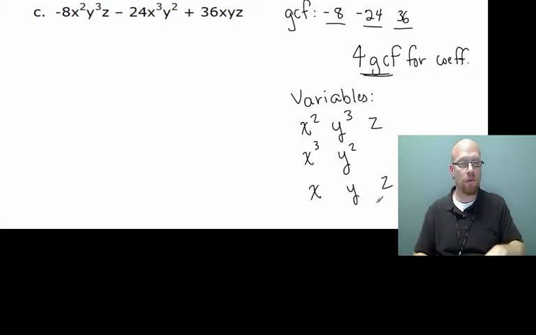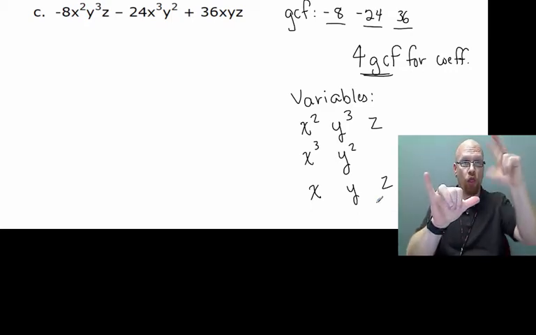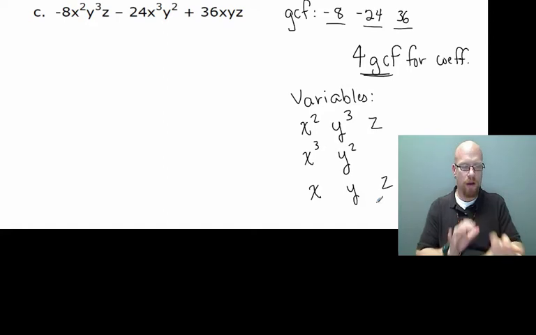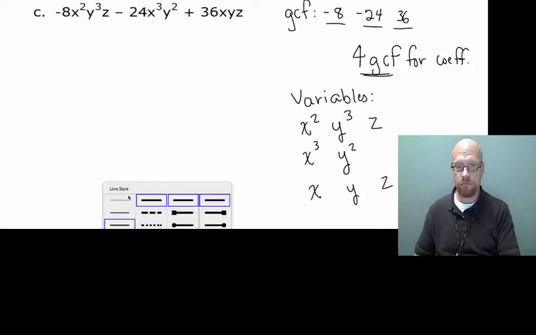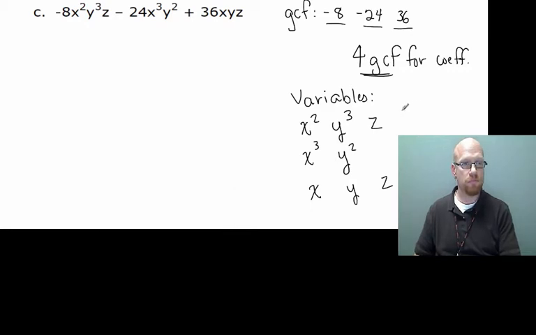So we have x squared, x cubed, and x to the first power. X to the first power is the lowest power of x. Now we have y cubed, y squared, y to the first power. Y to the first power is the best choice for the y variable. And again, there is no z involved.